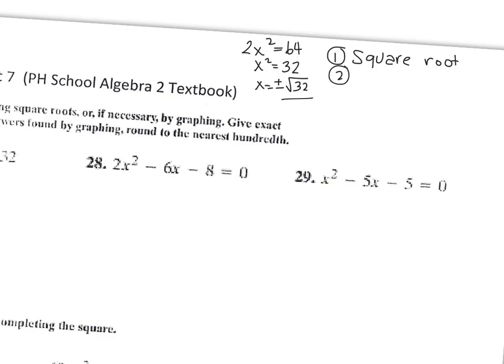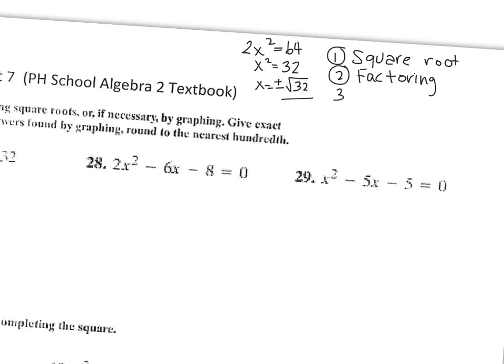The second method is to solve by factoring. You're going to use the zero product property. So you get one side equal to 0 and then you factor it by greatest common factor, difference of squares, factors of c that add up to b. Factoring only works if you can factor it.